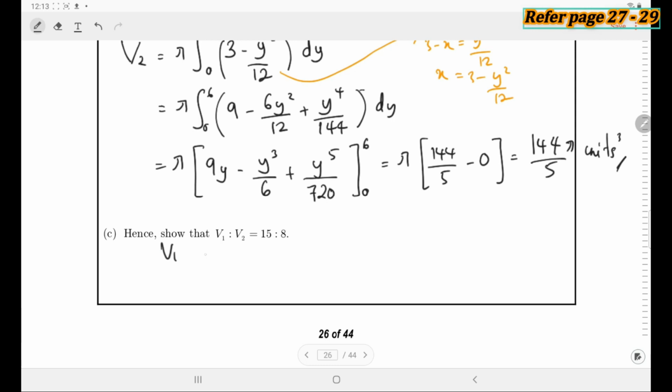So V1, V2. So what do we get for V1? Just now we got 55 pi, and then V2 is 144 pi over 5. So when we simplify the two of them, we get, as stated, 15 to 8. Okay, as shown, as needed by the question.